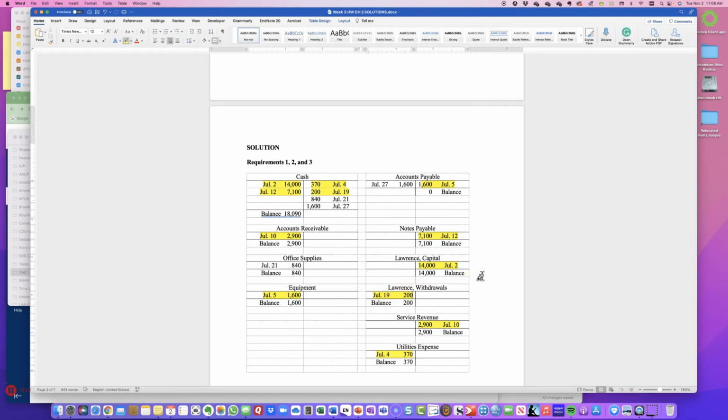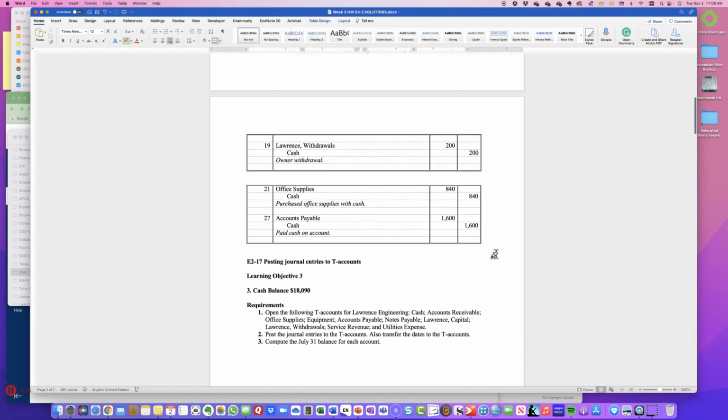We keep them in separate general ledger accounts. So I did notice that some of you did that. So we want to be careful. That's why we're going over this now. So that's how we record the withdrawal.